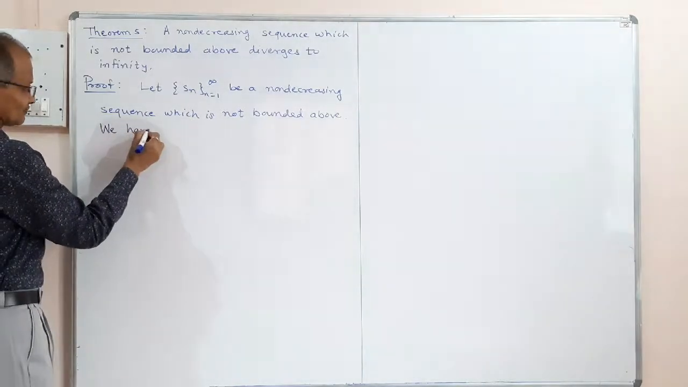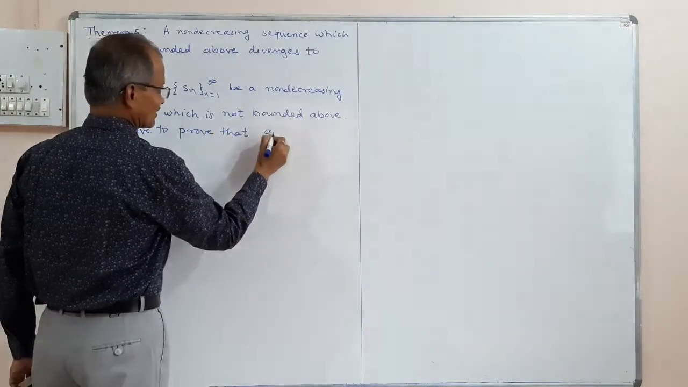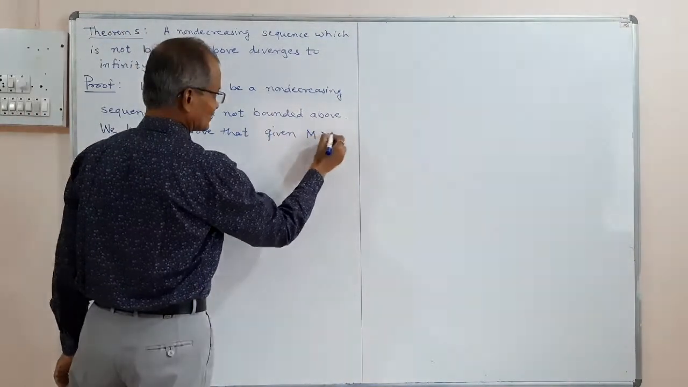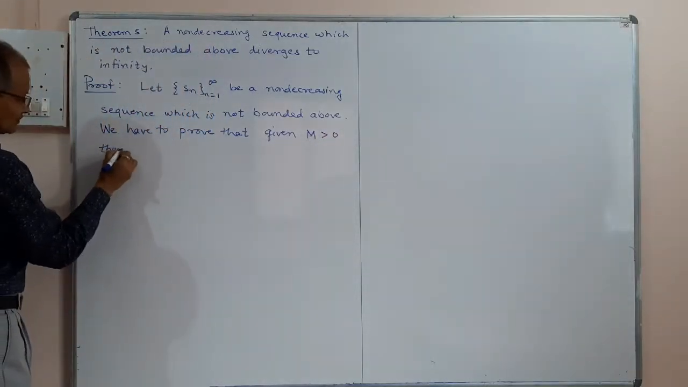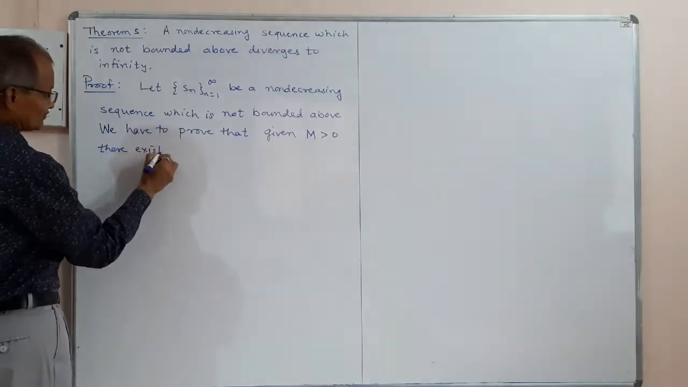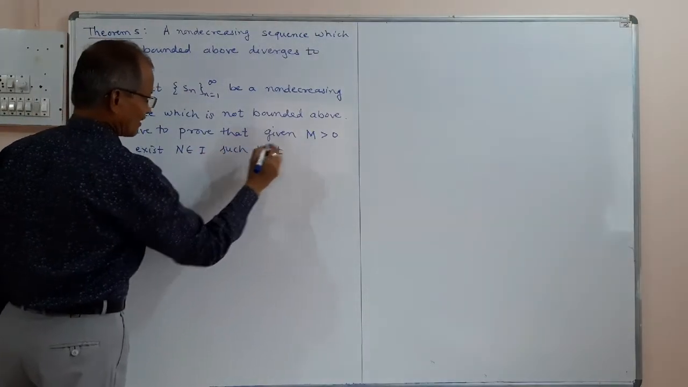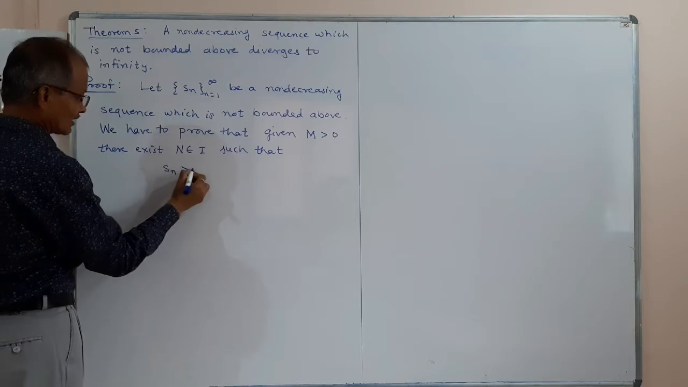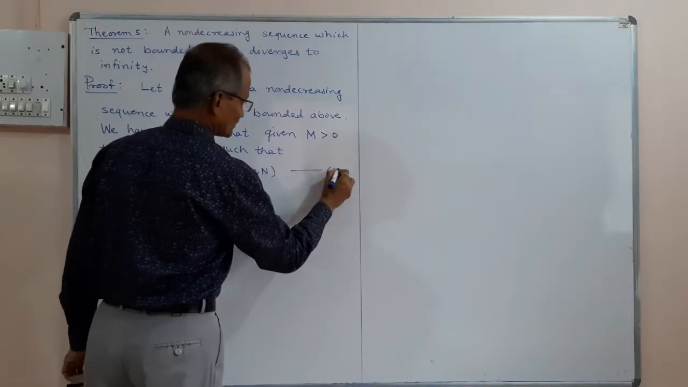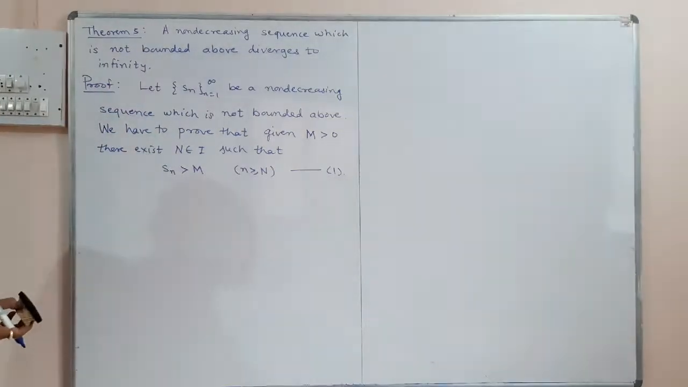So we shall write what we have to prove. Given m greater than 0, we have to find there exists N belongs to I such that Sn is greater than or equal to m for all n greater than or equal to N. So this we have to prove. Then this shows that the sequence diverges to infinity.